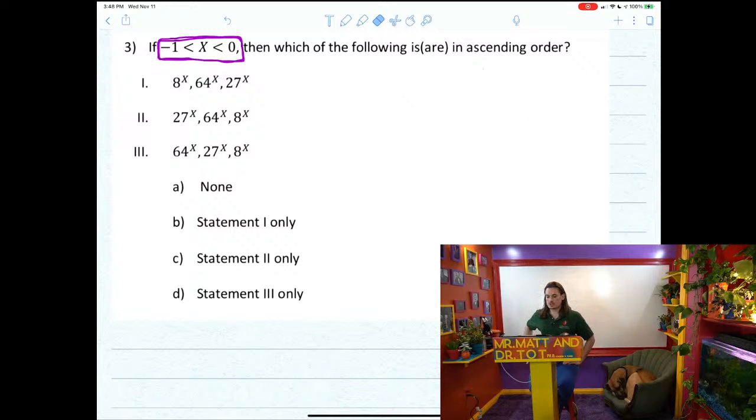Okay, so looking at this one, notice that there are only 3 terms to evaluate. Statements 1, 2, and 3 just have them in different orders. So we have 8 to the x power, we have 27 to the x power, and we have 64 to the x power. So this one is a little bit tricky because you could use any value for x that satisfies the domain -1 less than x less than 0.